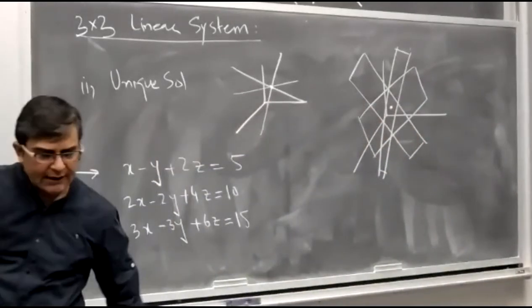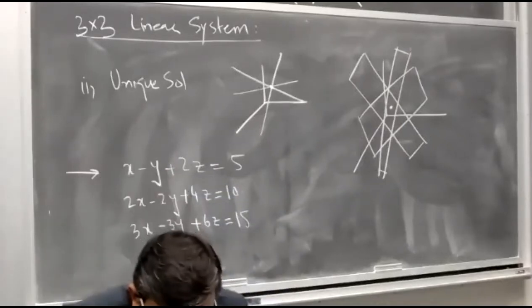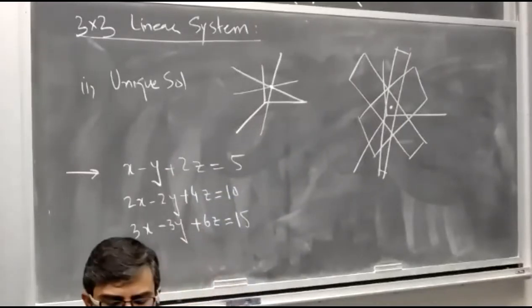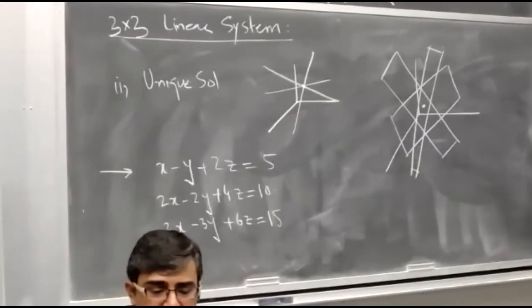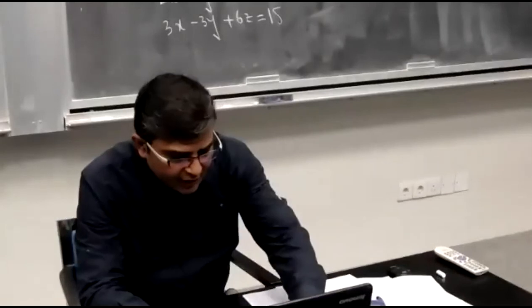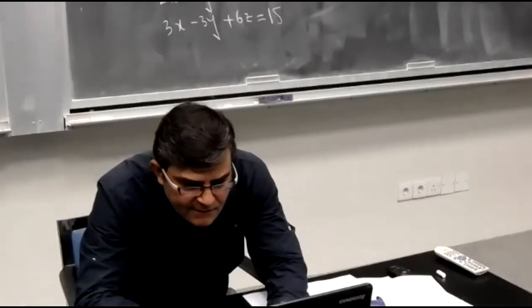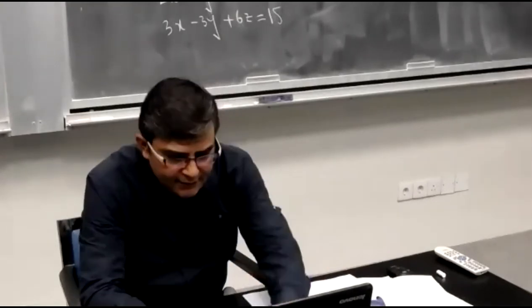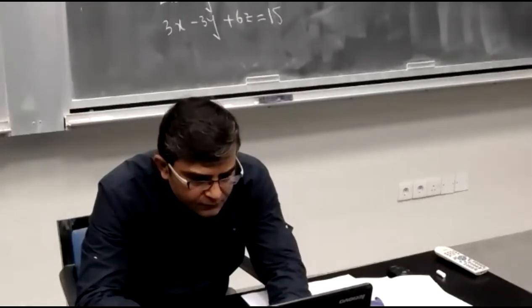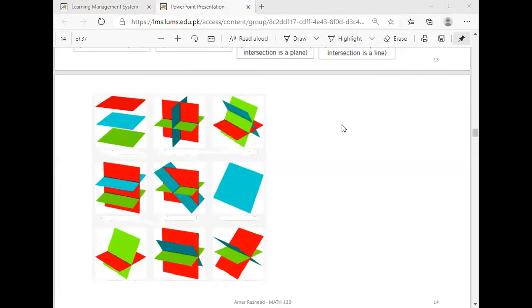Let me share a picture of my slides so that you can understand the situation better. You have my slides. Now you can see three different planes. They are intersecting in different ways. In the first option, three planes are parallel. In this case, the 3x3 system has no solution.